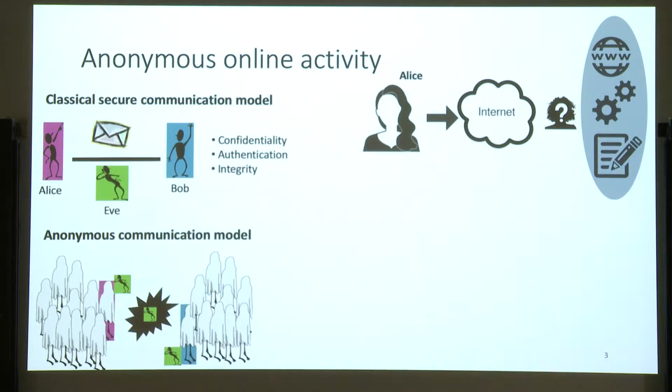Instead, when we talk about anonymity, we typically think of something like this, which is that we have many Alices and many Bobs, and we cannot tell which Alice is talking to which Bob. Again, the adversary also becomes a little bit more complicated because we don't have just a line from Alice to Bob. Now we have a complicated system.